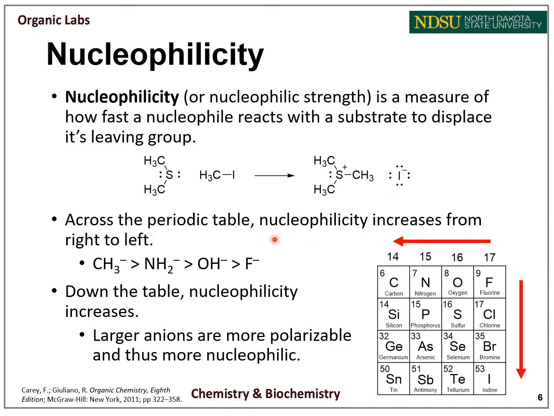Nucleophilicity increases across the periodic table from right to left, so this tracks with basicity. However, going down the periodic table, nucleophilicity increases, and this does not track with basicity. You can think of it as larger anions are more polarizable, and thus they're more nucleophilic. You can also think of this in terms of solvation. So solvation also plays a role in that smaller anions are more easily solvated and shielded from acting as nucleophiles, whereas larger anions are more difficult to solvate, and thus they are more available to act as nucleophiles.